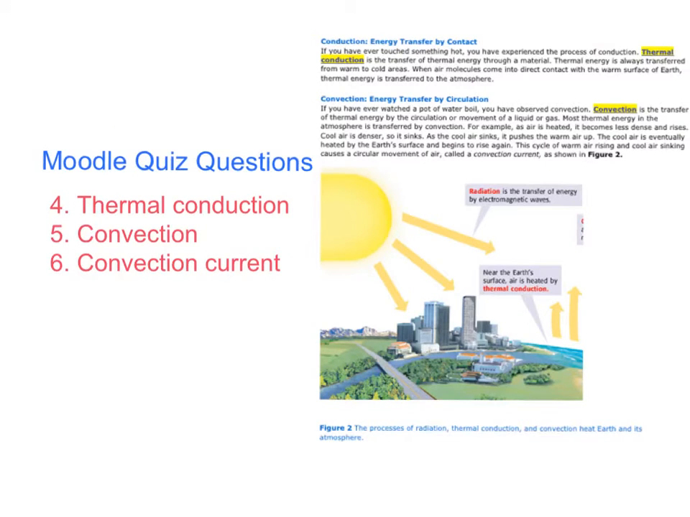On this page, you will answer 3 more Moodle quiz questions. The questions that correspond to this textbook page are questions 4, 5, and 6. Question 4 is about thermal conduction, question 5 about convection, and question 6 asks you about convection current. Answer these questions to the best of your ability and pause the video until you have completed questions 4, 5, and 6.